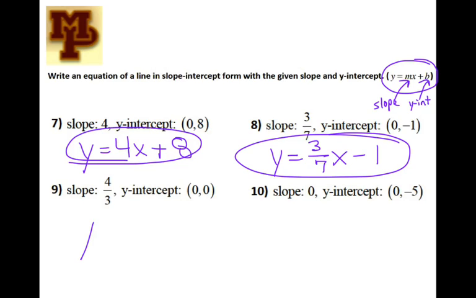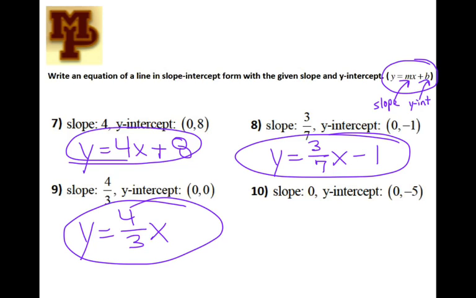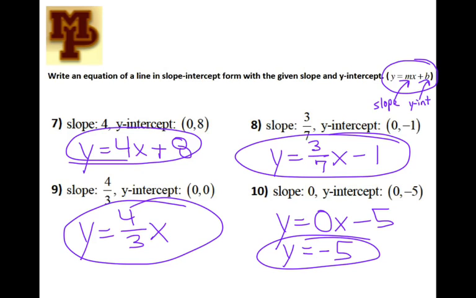Number 9, we have y equals 4/3 x plus 0, but you don't really have to put the plus 0. And then this one is y equals 0x minus 5. So you can simplify that, and you can say y equals -5. I'll take either one of those. You don't really have to put in that 0x, so the circled answer is a little bit better.